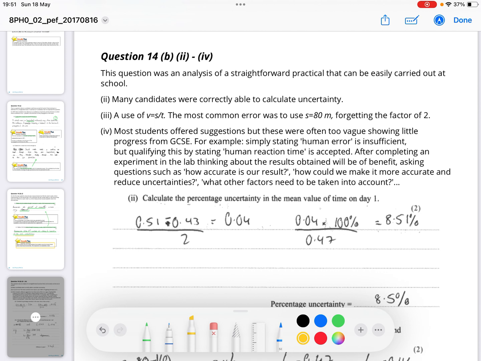The next bit is about percentage uncertainties. They want you to calculate the percentage uncertainty in the mean value. Yeah, and what you've got to do is work out half the range. Yeah, so the range was this. Yeah, and the half the range would then be 0.04. You divide it by the mean value, multiply by 100, and you'll get correctly 8 point something %.